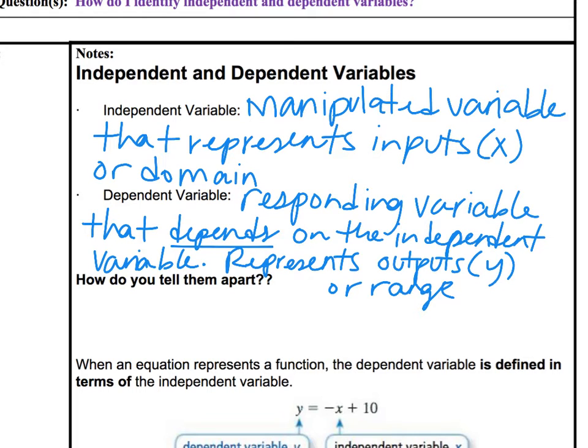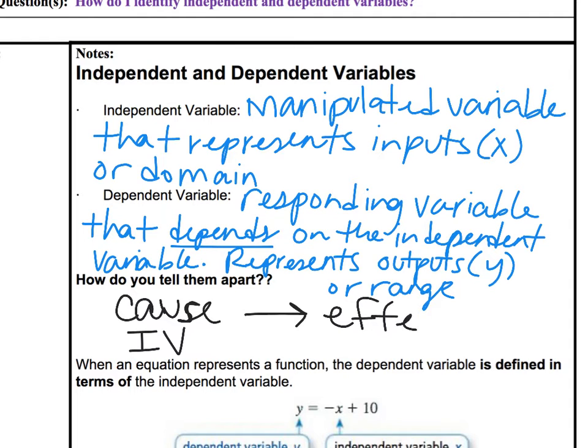Independent variable is the cause. So that would be your, I'm going to say IV, it says cause. Dependent variable would be like your effect. So the x affects the y. The domain affects the range. The independent variable affects the dependent variable.